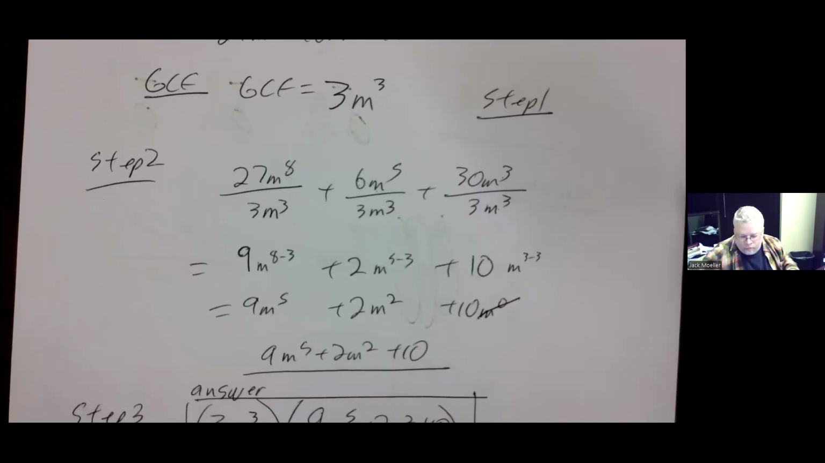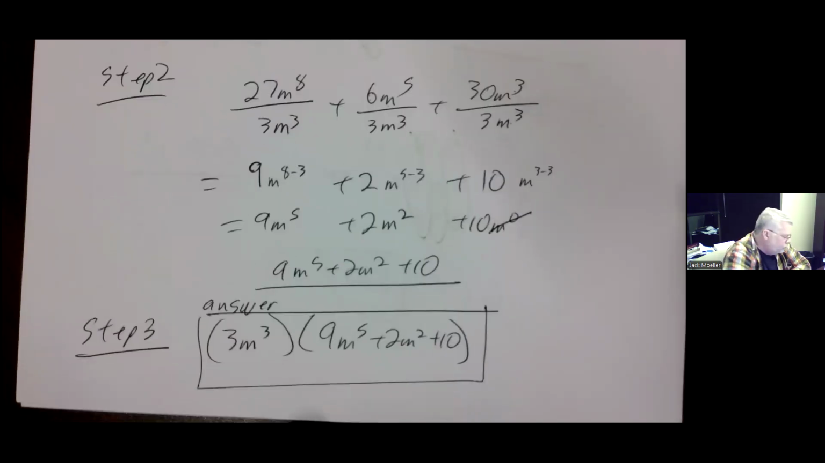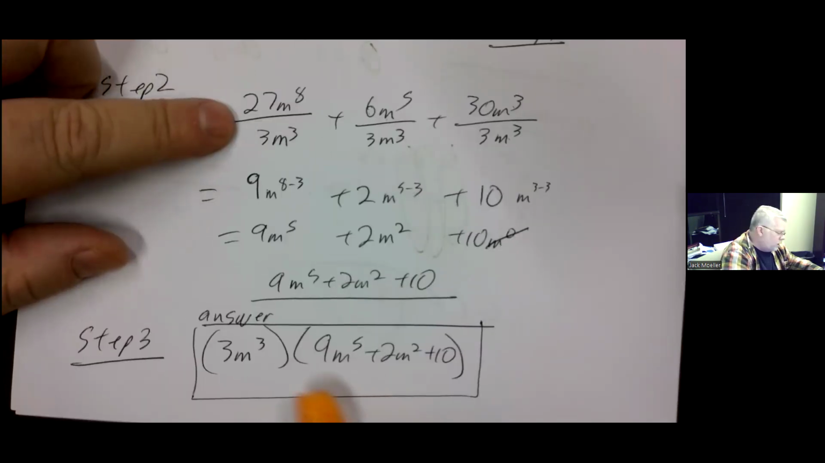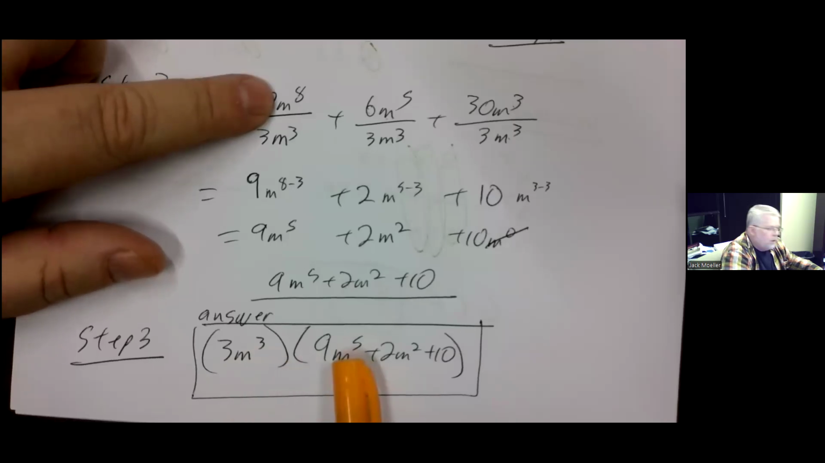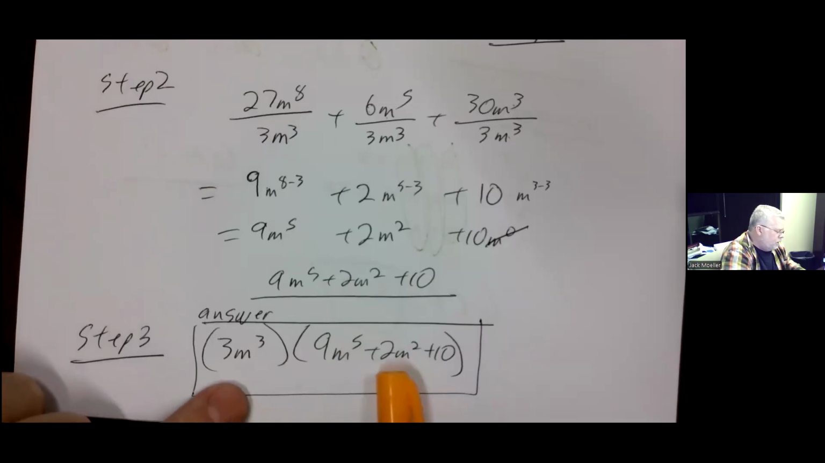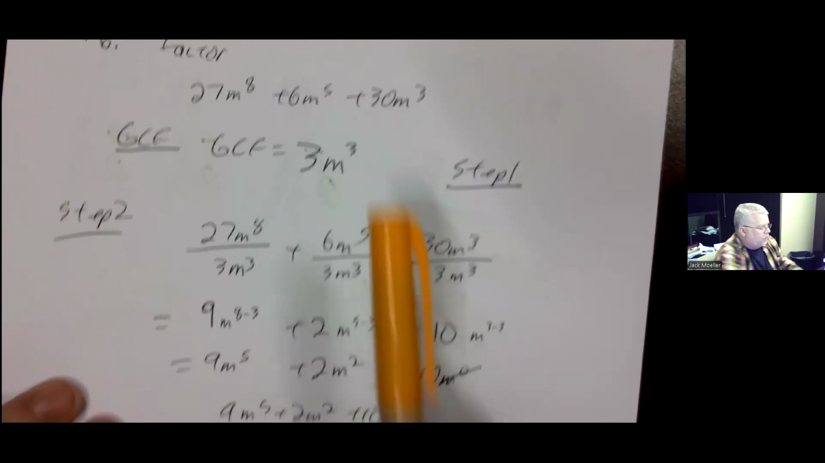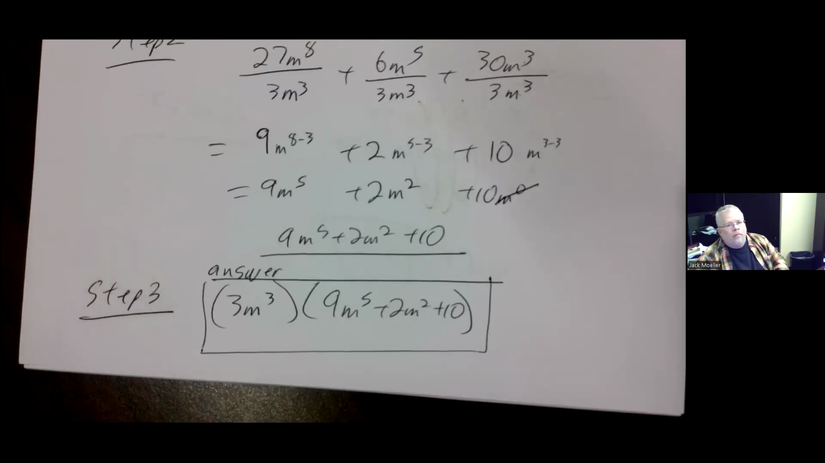All right, so a couple of comments on this. First of all, how do you check your answer? Well, what's the opposite of factoring? The opposite of factoring is multiplying, or distribution. So you can check this right quick. 3 times 9 gives us 27, which is good. And then m to the 3rd times m to the 5th, we add those to get m to the 8th. Yes, that gives us the first term. We do 3m cubed times 2m squared. That gives us 6m to the 5th, which is our middle term. And then 3m cubed times positive 10, that does give us the plus 30m cubed. Okay, so you can check any factoring problem by multiplying it back out.